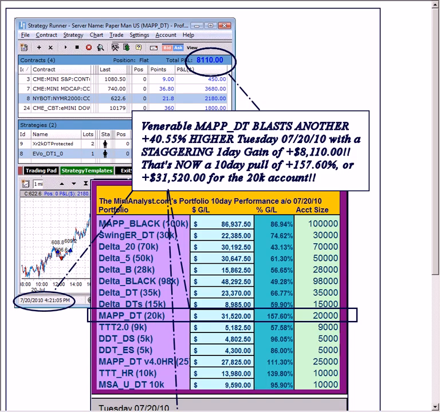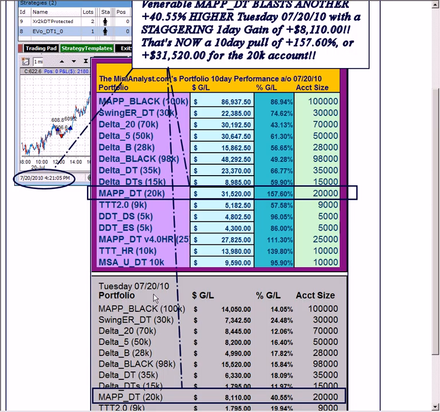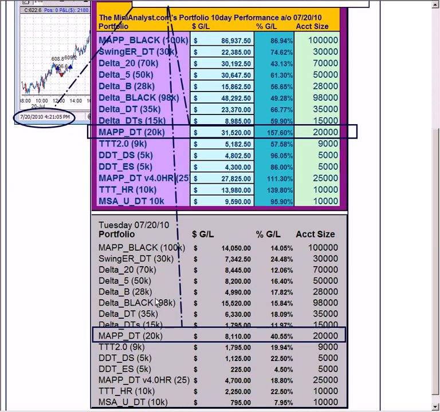The first thing we're going to look at here is a chart of the market. Today is, of course, Wednesday, the 21st of July, and what we're looking at here is the MAPDT yesterday, Tuesday, the 20th of the 7th month, 2010, and wow, look at the impressive gain we saw in the MAPDT.